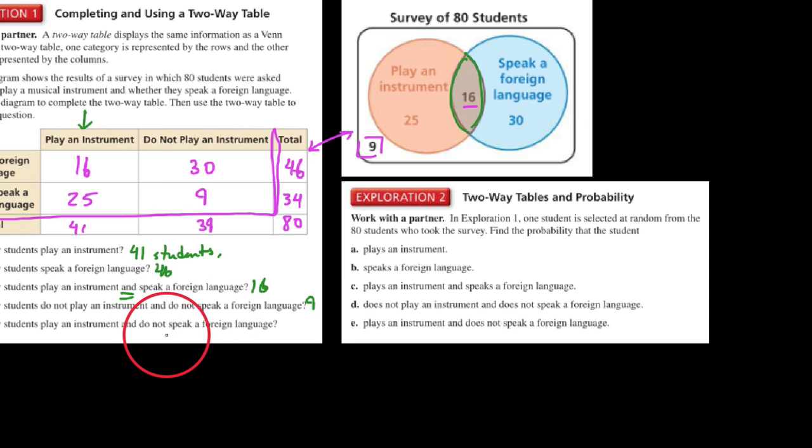And then letter E says how many students play an instrument and do not speak a foreign language. So play an instrument, that'd be this first column, overlapping with our do not speak a foreign language, that'd be these 25 students right here. So you can see that looking at these frequencies, it's pretty easy to answer these questions.